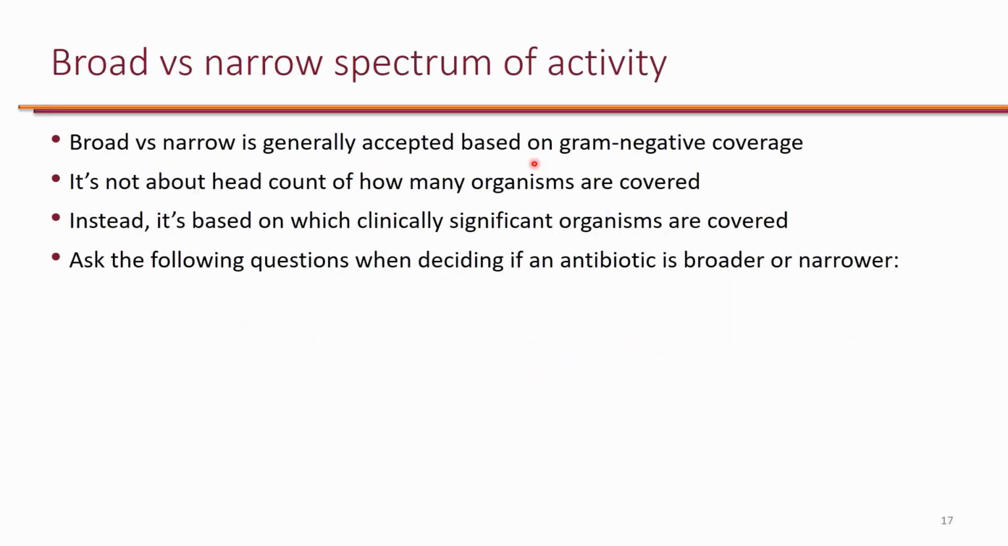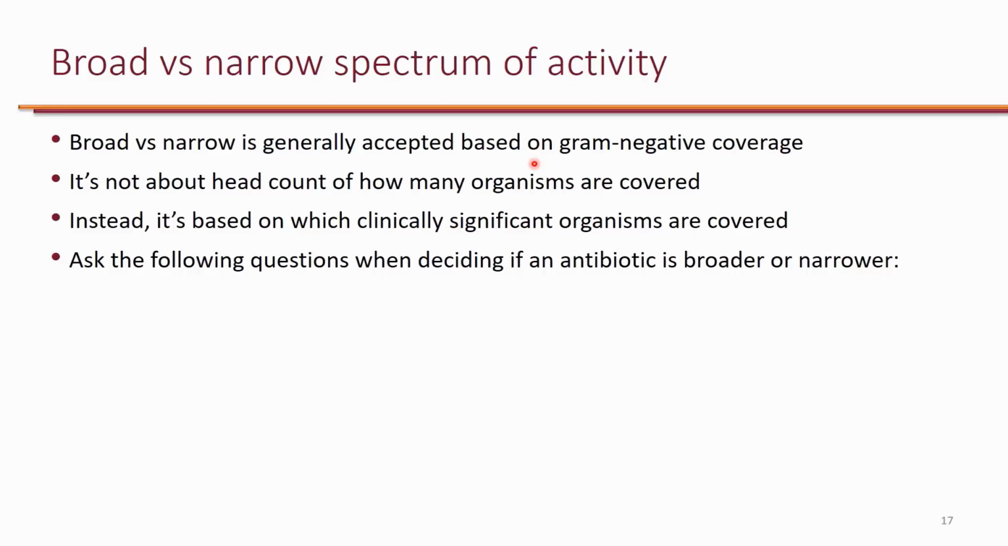Which brings us to the concept of broad versus narrow spectrum of activity. So generally speaking, broader antibiotics are more likely to cause selective pressure because they can wipe out more clinically significant organisms and leave behind the resistant organisms. Now, when it comes to broad versus narrow, the generally accepted definition is based on gram-negative coverage.